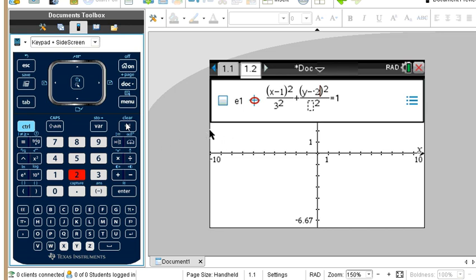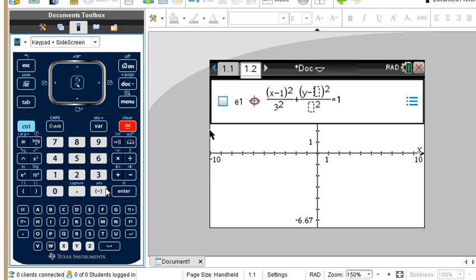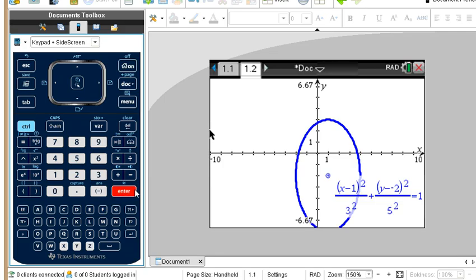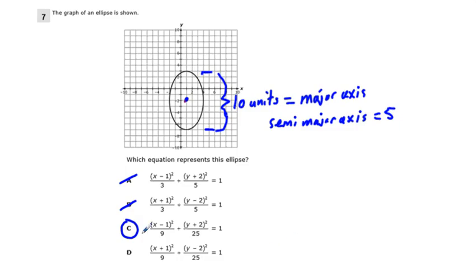So let's make sure I have this right. Minus negative 2. And then we have over here at the bottom 5 squared. And if we press enter, we should get the same thing. So we have the center point right here. And we can do other analysis features on this ellipse. But for now, we know this is a correct answer, C.